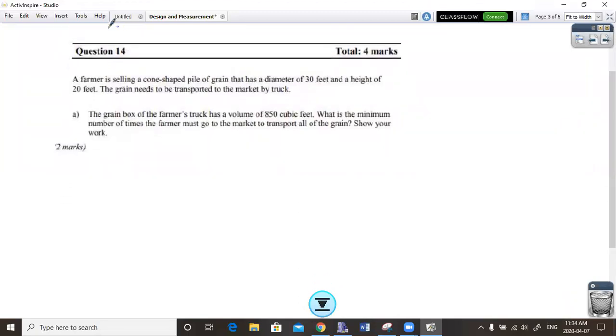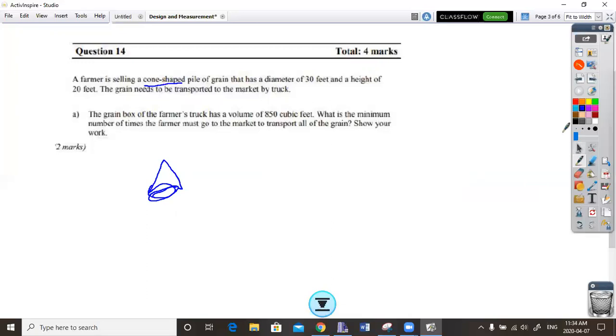So let's begin. A farmer is selling a cone-shaped pile of grain. So that's very important, the shape, cone-shaped. So the grain is, well, it's a terrible drawing, in the shape of a cone. I'm just going to erase that. It's a little bit ridiculous.